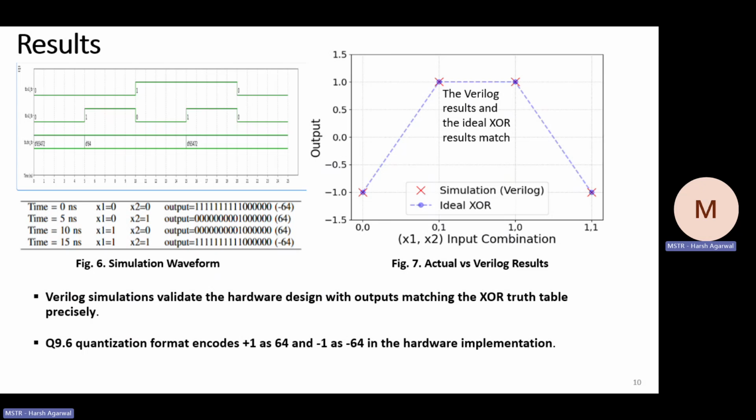When you look at figure 7, the plus and minus 1 help us understand that the Verilog results and the ideal XOR results completely match. So we get good results for our implementation, and we are able to map the XOR ANN circuit into hardware.